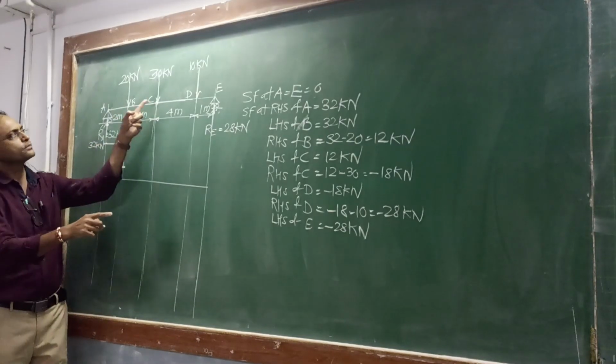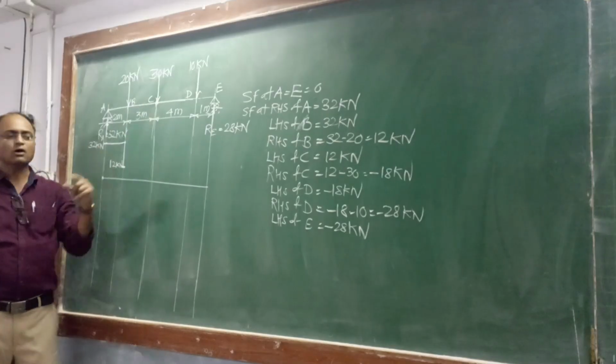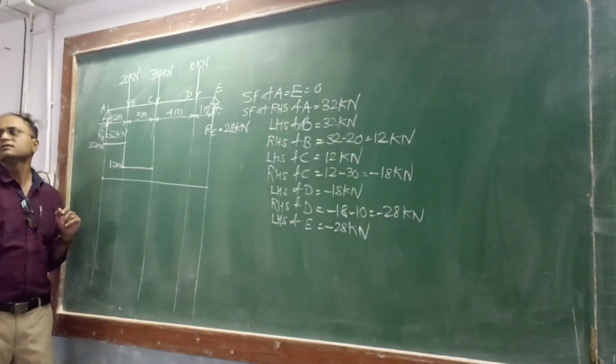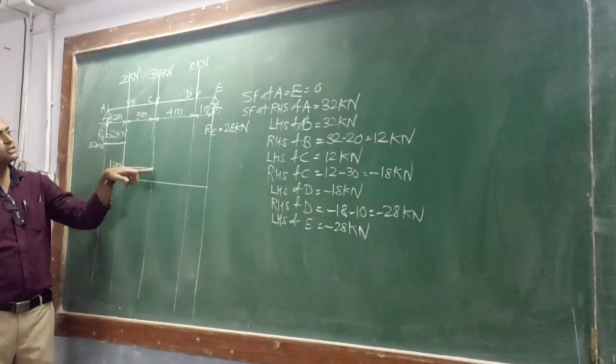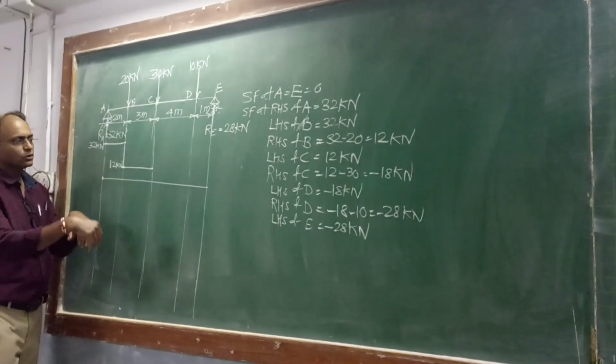From here to here, there is no force. That's why the shear force will remain constant, that is a horizontal line. Then at this point, at C, it is minus 18. So we have to go down.